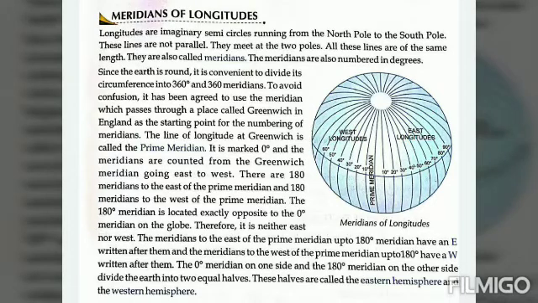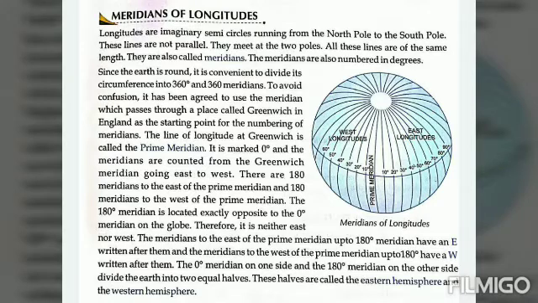The line of longitude of Greenwich is called the prime meridian. It means the starting line of longitudes is called the prime meridian. It is marked 0 degree and the meridians are counted from the Greenwich meridian going east and west. There are 180 meridians to the east of the prime meridian and 180 meridians to the west of the prime meridian. It means there are a total of 360 meridians on the earth.